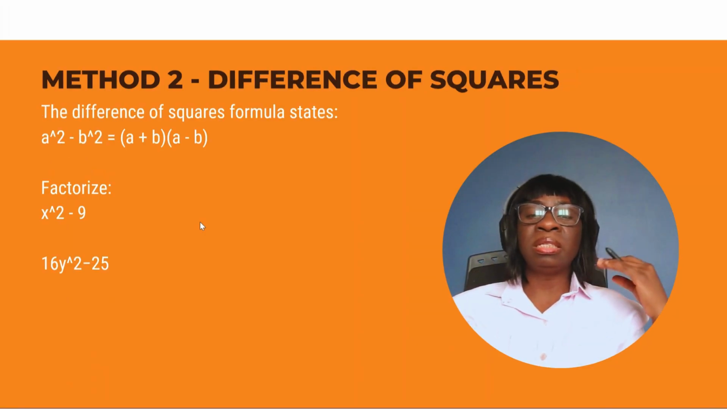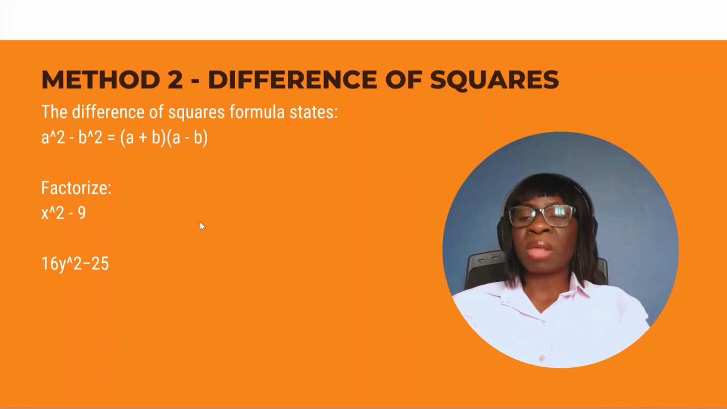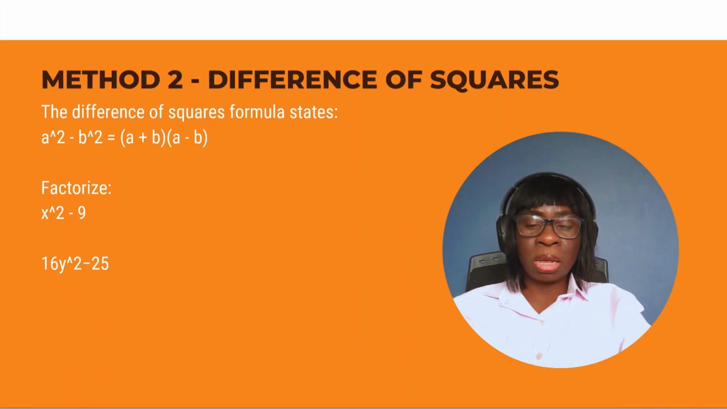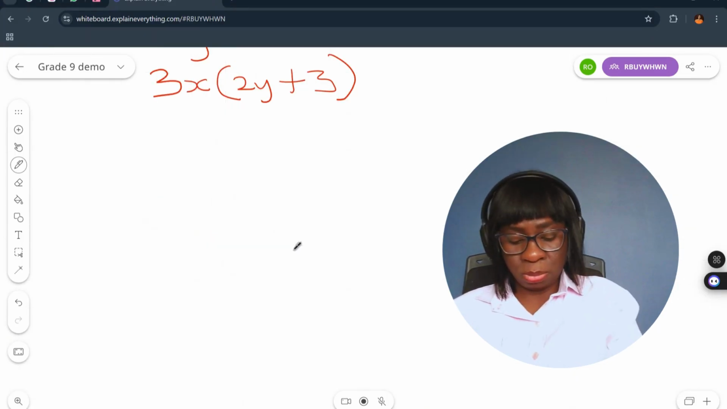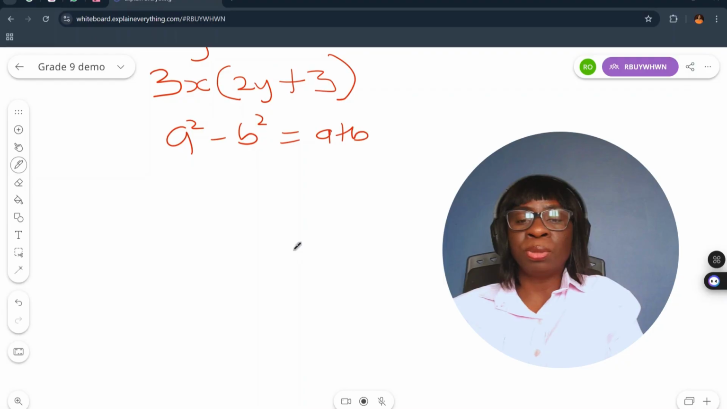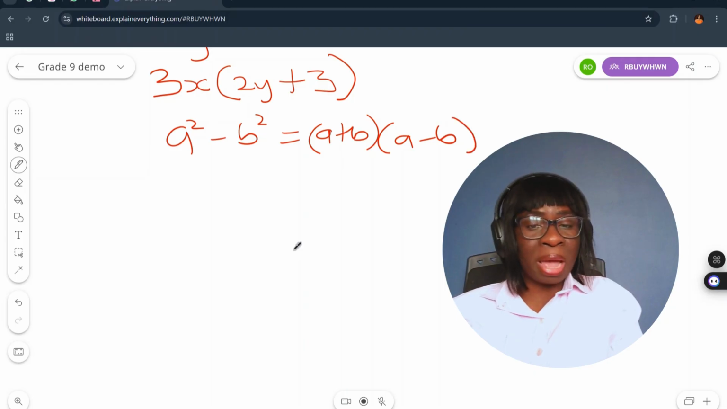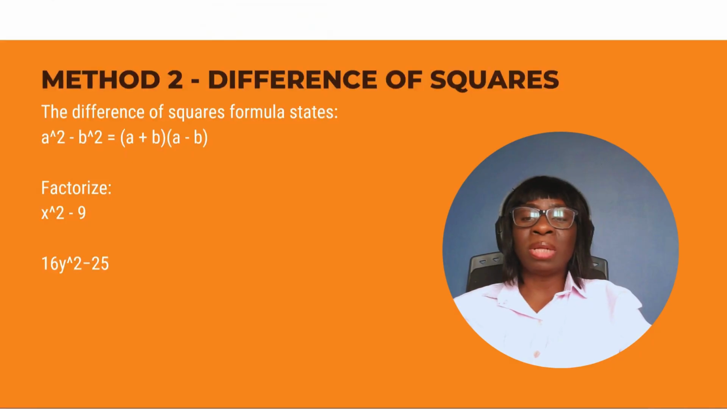The next one is the difference of squares. The difference of squares has a formula. Let's write it out on the board. It says a squared minus b squared equals a plus b bracket a minus b, because if you expand this bracket it will give a squared minus b squared. So that is what the difference of squares means.